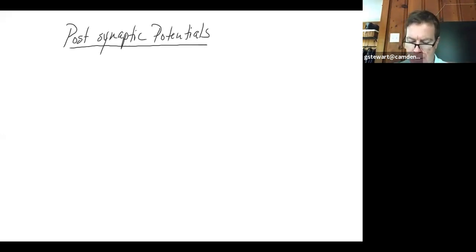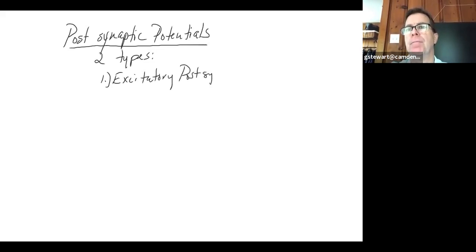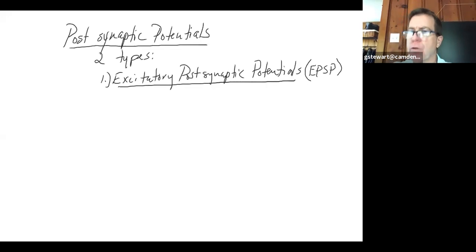There are two major types of postsynaptic potentials. And we label those two types either excitatory postsynaptic potentials, and I'm not going to write the second one yet. They're inhibitory, but we abbreviate this EPSP. That stands for excitatory postsynaptic potentials. So remember, we're talking about what happens at the cell that's receiving the neurotransmitter, okay?